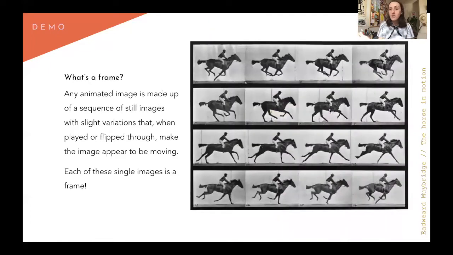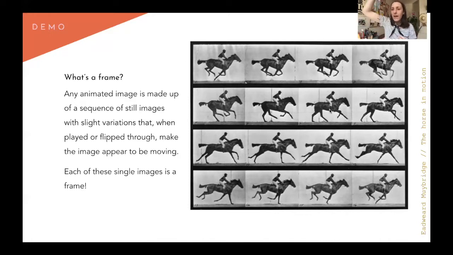So frames, what are we talking about? What's a frame? Any animated image is made up of a sequence of still images with slight variations between them that, when played or flipped through, make the image appear to be moving. So each of these single images is a frame. What does that mean, right? So frame animation is actually just a lot of still images. And because the images are being played very quickly in front of you, it's tricking your brain into thinking that you're looking at motion, right? Which is kind of crazy, right? So the reason why you want to make sure that the variations between each image are very slight is because it creates that effect on your brain of thinking that one moves to the other very quickly. If you had far fewer frames, only two frames of someone jumping up and down, and you have them on the ground, and then all of a sudden you have them very high, your brain can make that assumption, wait, isn't there supposed to be something in the middle?